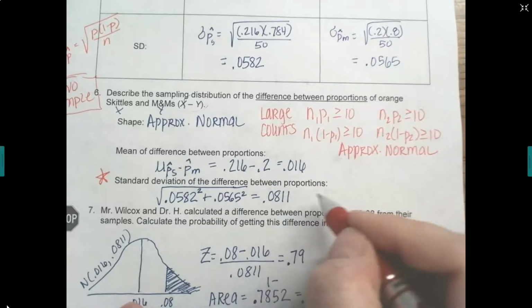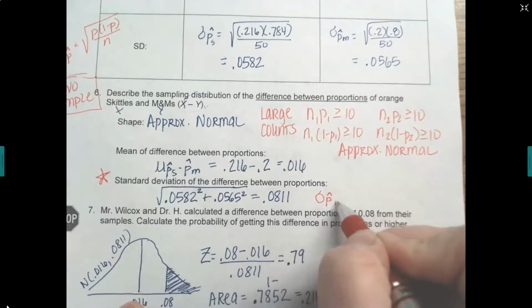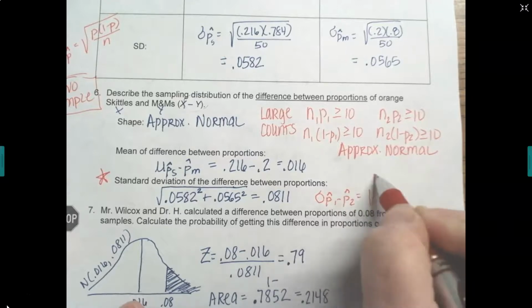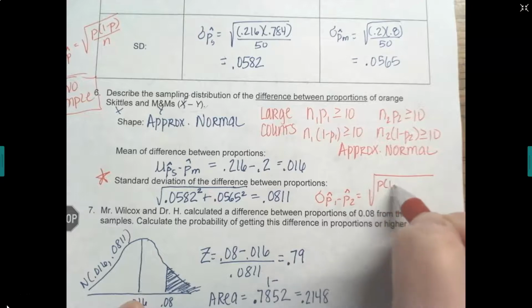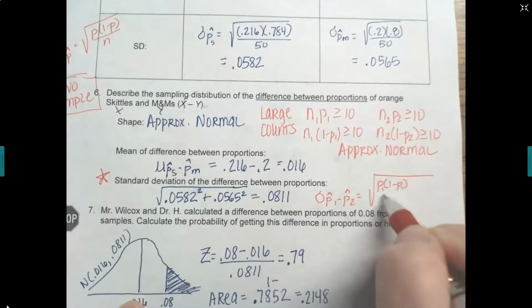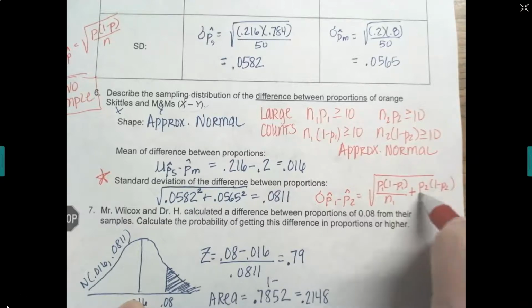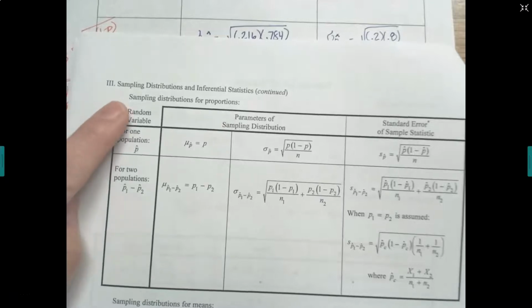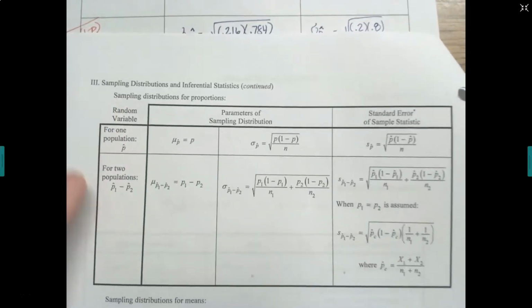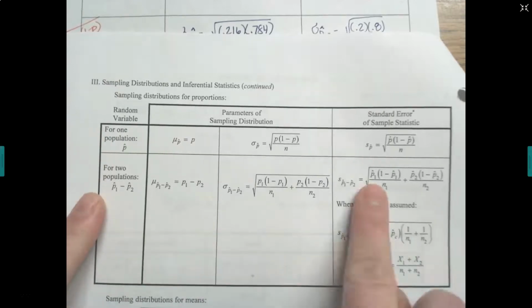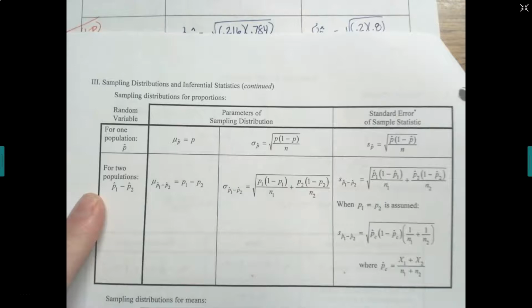So for our standard deviation, you're going to take success times failure for the first sample divided by the sample size of the first sample, plus you're going to do it for the second sample also. Okay, and we can see if we look at our formula sheet for a sampling distribution of proportions, which is what we're talking about. It's broken down from 1 sample to 2 sample, and you have your formulas here to look at, so you're not having to worry about memorizing these. They are on your formula sheet.